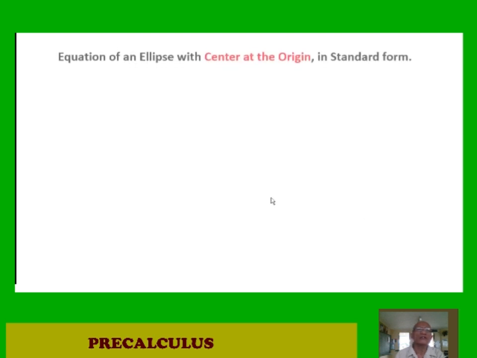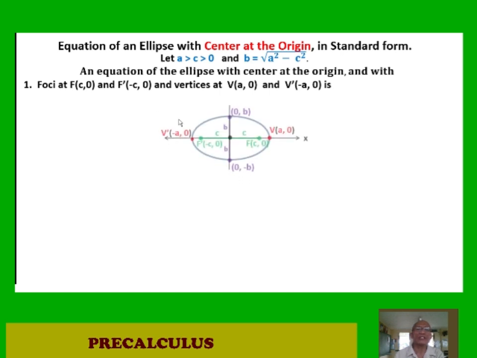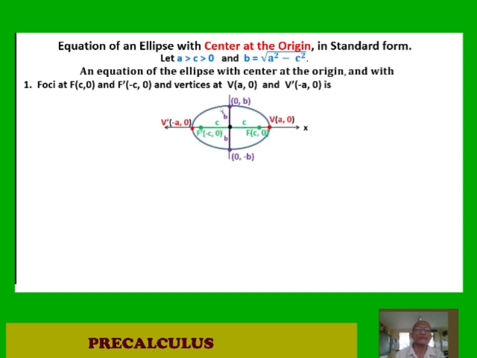Okay, this is the first type of equation of an ellipse, where a is greater than c and c is greater than 0. b is equal to the square root of a squared minus c squared. So we have here an equation of an ellipse with center at the origin. This is type 1 of an equation of an ellipse. This is the orientation of the ellipse, with its corresponding equation, x squared over a squared plus y squared over b squared equals 1.